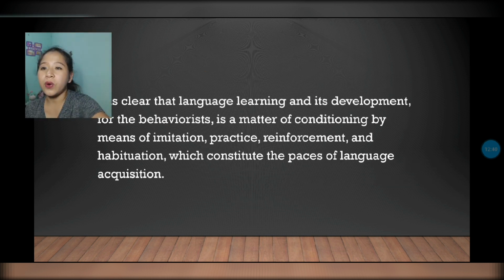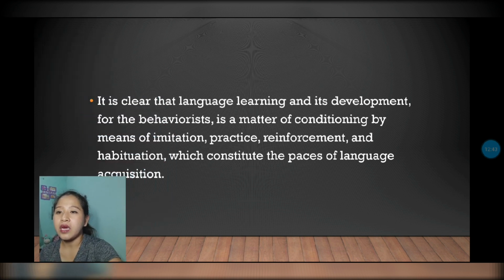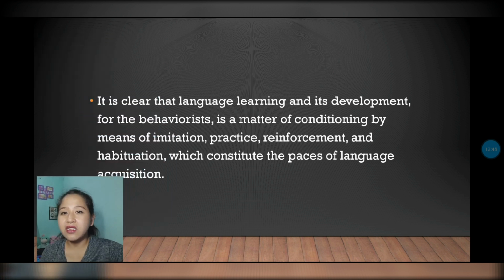So clearly, language learning and its development, for the behaviorist, is a matter of conditioning by means of imitation. Don't forget that. Practice because of drills, reinforcement, and habituation, which constitute the pieces of language.